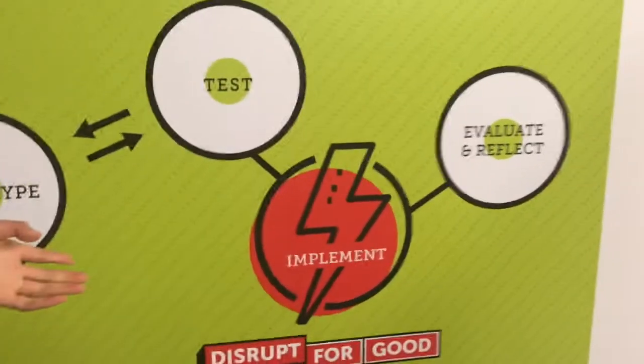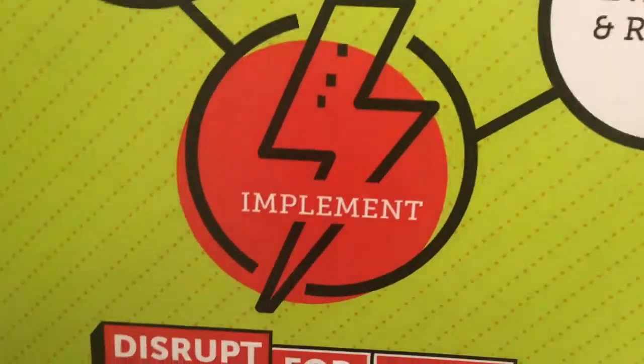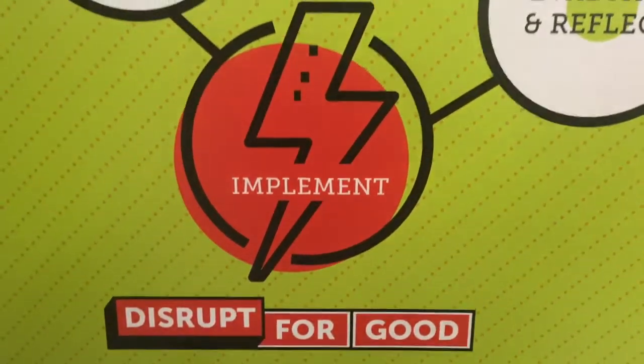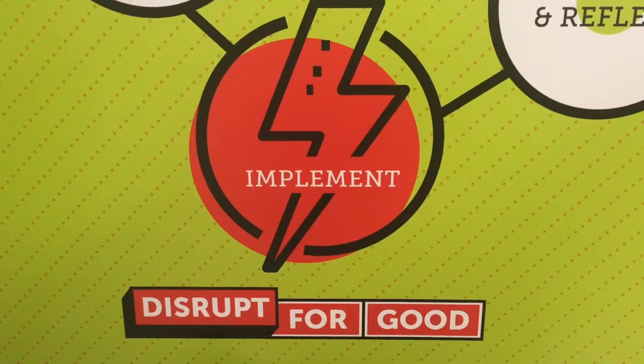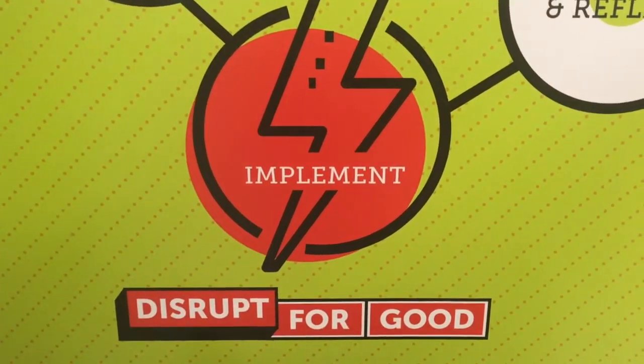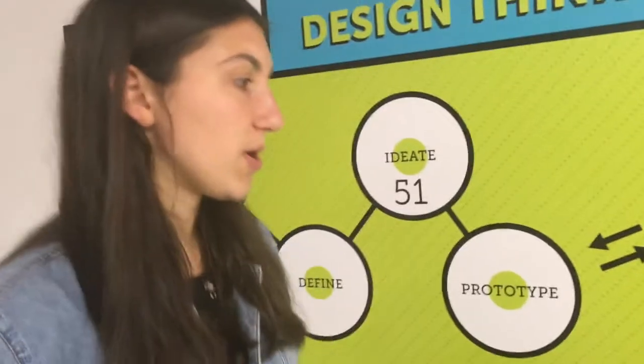And then finally, once you have a solution that you believe will work and that you've prototyped and tested, then you can implement it. So this is pretty much like your final hoorah. You're implementing this idea, and hopefully it's something that can live throughout your community. But you are giving it to your community, and then you move into evaluating and reflecting before you can start the cycle again.